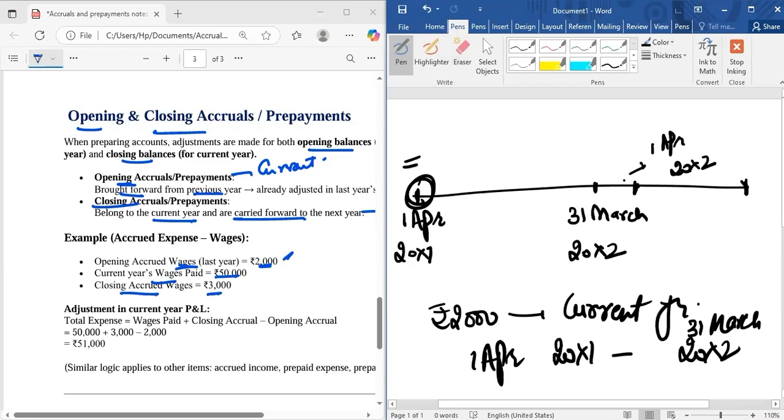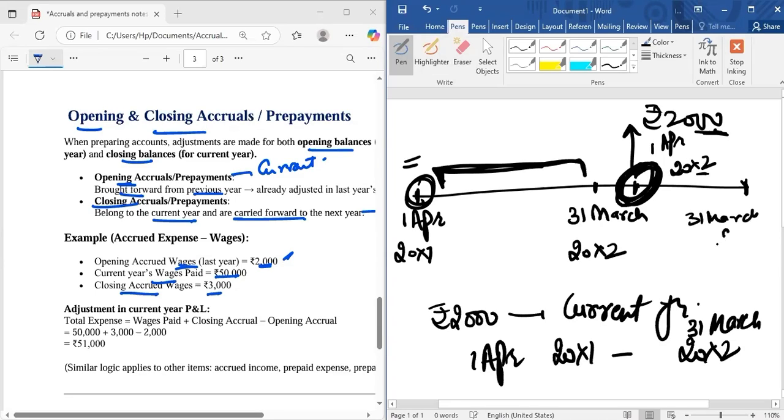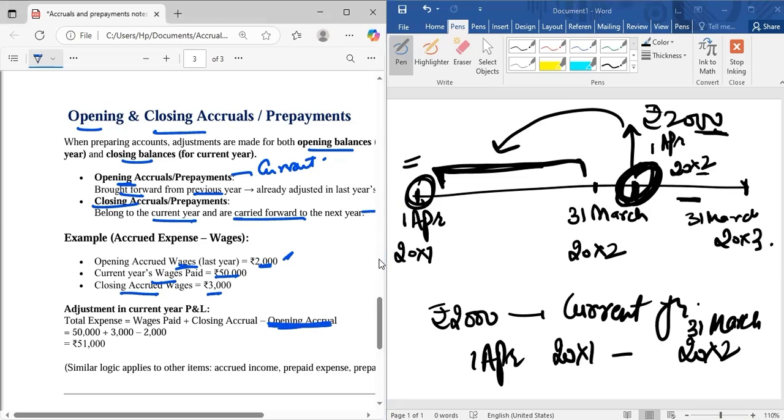Suppose on this 1 April 20x2, you brought forward this rupees 2000 amount. We have just brought it forward here because we have not yet paid it. We will pay it in the current year, which is 1 April 20x2 till 31 March 20x3, but it is actually related to the previous year. So whenever we have opening accruals, they are related to the previous year. So in the current year, we will deduct the opening accruals.